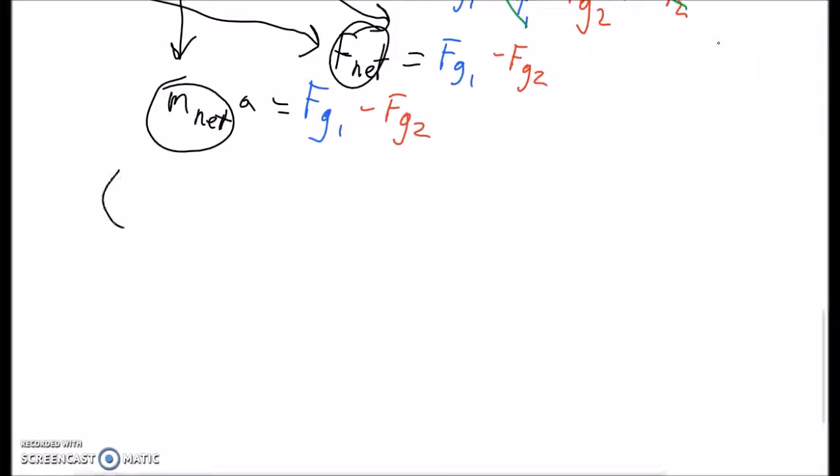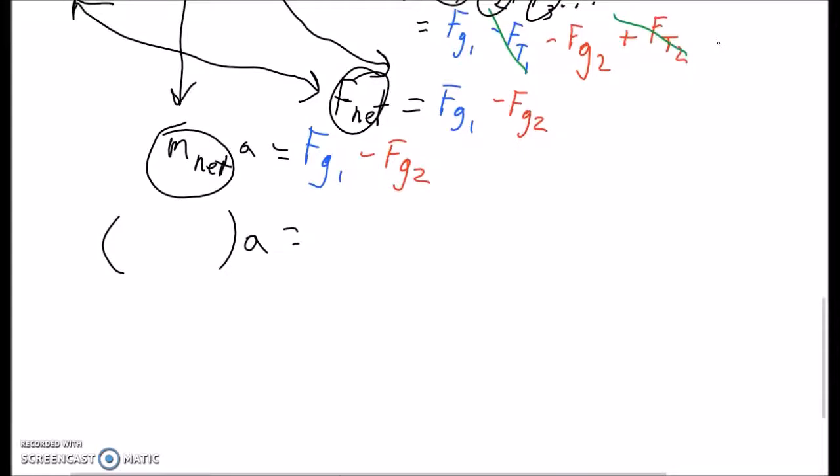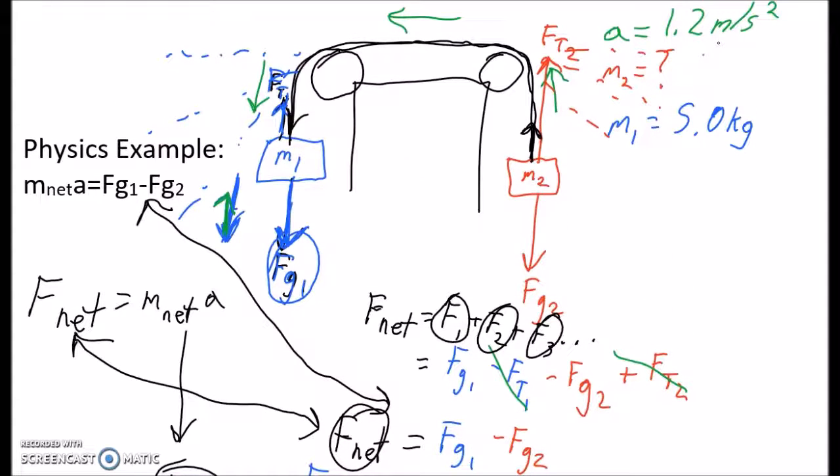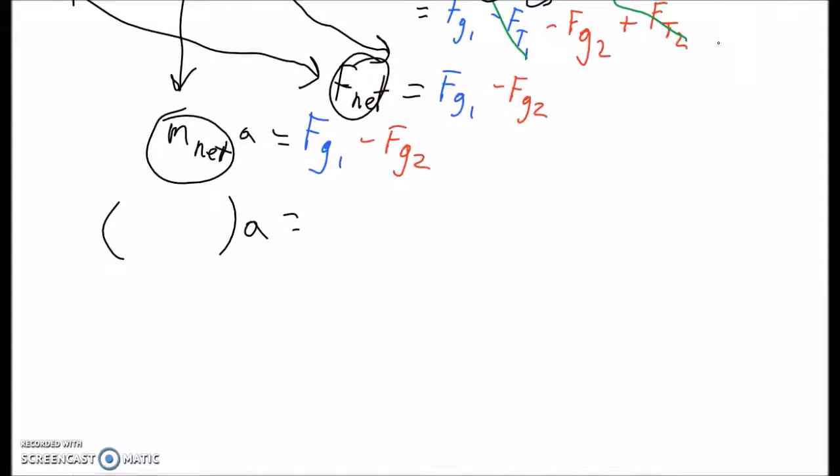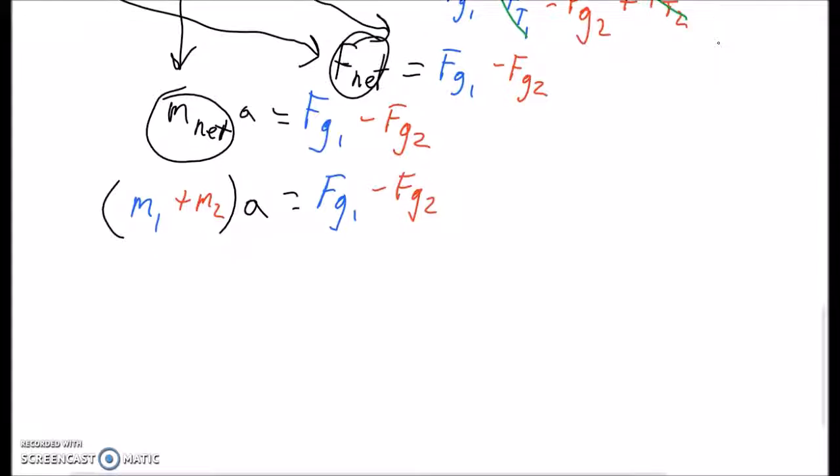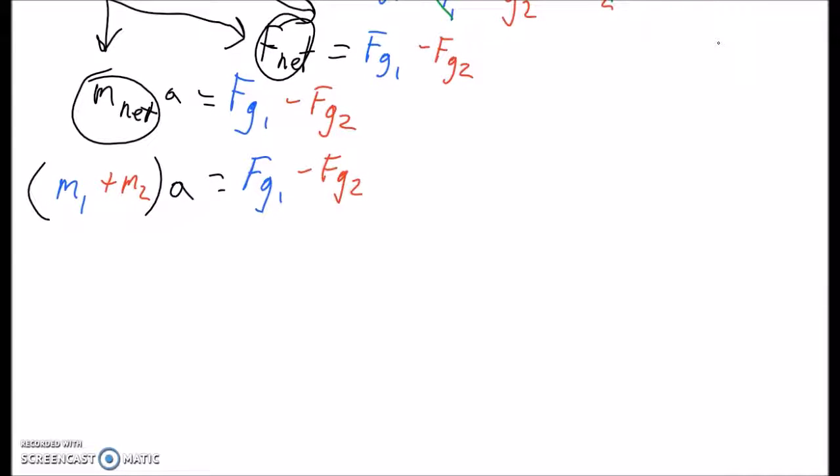So here we can write, instead of Mnet, we can write something else. Well, what are all the masses in the situation? Just M1 and M2. So looking back down here, we can write M1 plus M2. Looking pretty good. And on this side, we're just going to stay the same for now. Fg1 minus Fg2. And I'm just going to write off to the side here the equation that we know for gravity.